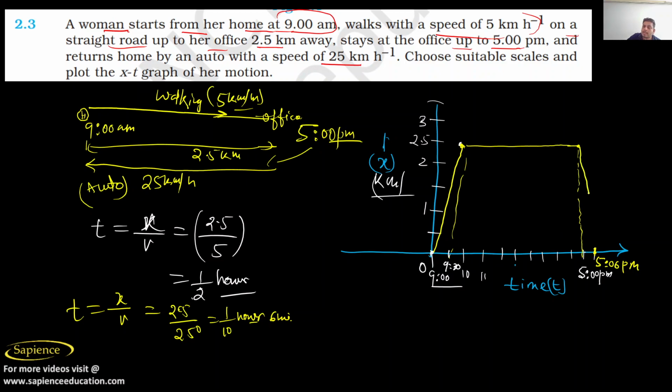So can we draw like this? So this is the drawing. She starts from home. She starts at 9 and reaches at 9:30, and after that she is at rest, and after that she returns back with the auto. So in this way we can draw the graph, and finally you will be able to plot the graph. So this is your graph. I hope you have understood now. Thank you.